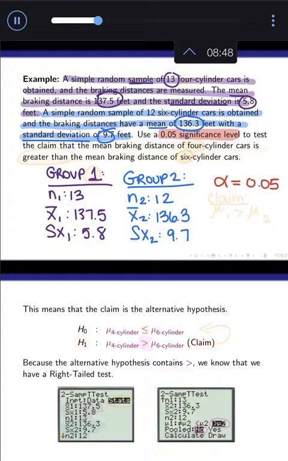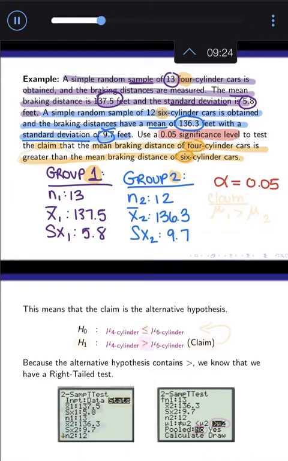We need a claim somewhere. So our claim is that the mean braking distance for the four-cylinder cars is greater than the mean braking distance for the six-cylinder cars. Remember, we did our four cylinders first, that was our group 1, and we did our six-cylinder cars second, that was our group 2. In our claim they mentioned the four cylinders first and the six cylinders second.